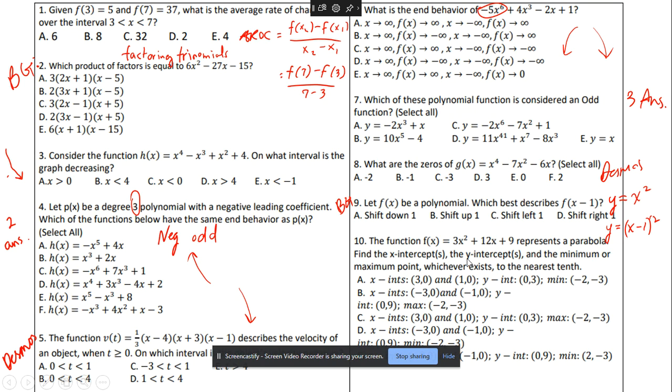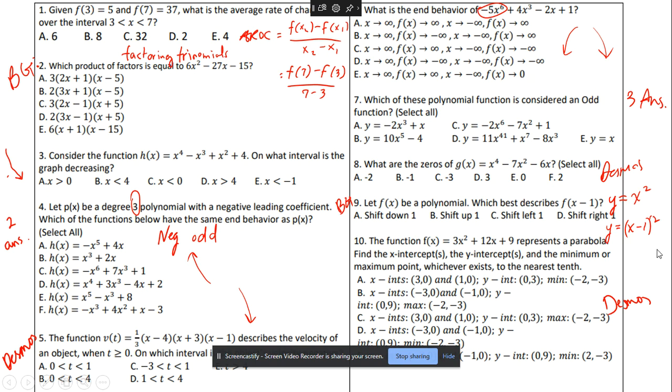Number 10, the function 3x squared plus 12x plus 9 represents a parabola. Find the x-intercepts, the y-intercepts, the minimum or maximum point. Okay, well, this is really just a graphing question. You guys know how to interpret those, hopefully. So graph that with Desmos, and then you can use process of elimination to hone in on your answers.